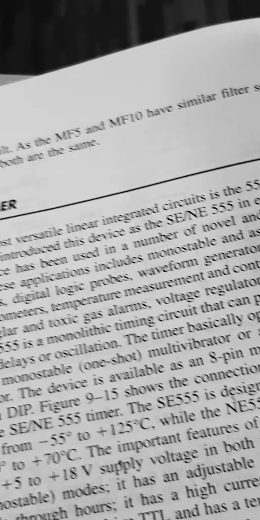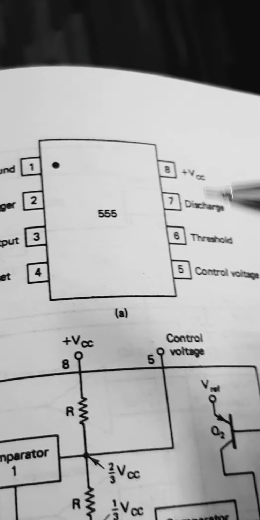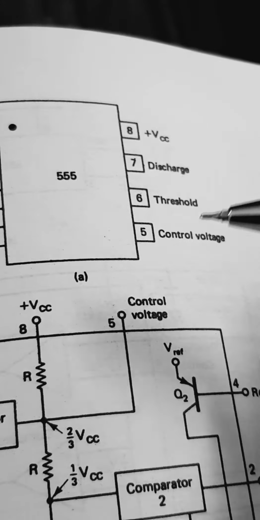Now, this is the pin configuration of 555 timer. Pin number 1 is ground, 2 trigger, 3 output, 4 reset, 5 control voltage, 6 threshold, 7 discharge, and 8 plus VCC. Now, the operating temperature of the IC is from minus 55 degrees to plus 125 degrees Celsius.